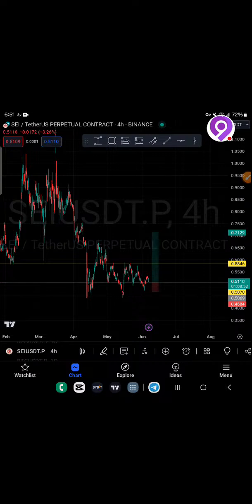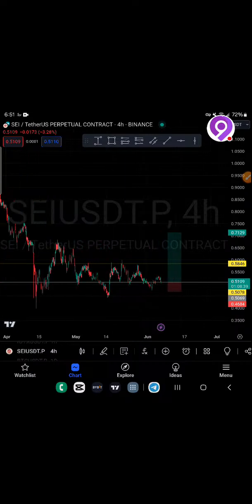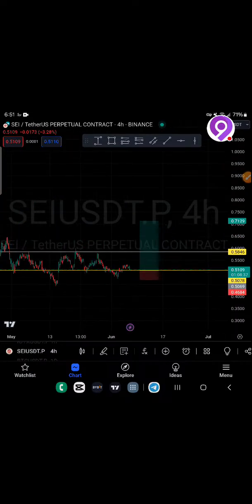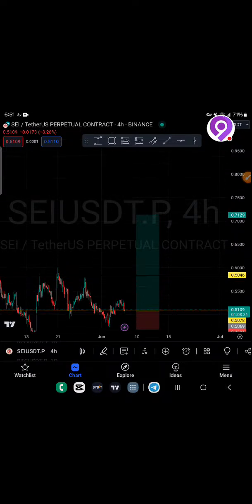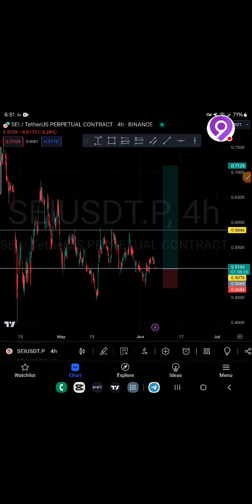As it is, the market is currently consolidating. This is what we buy. This is what we call the demand zone. When it comes to the demand zone, you buy. When it comes to the supply zone, you sell. Very simple and straightforward.